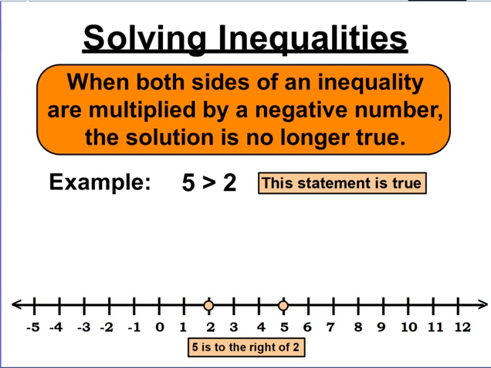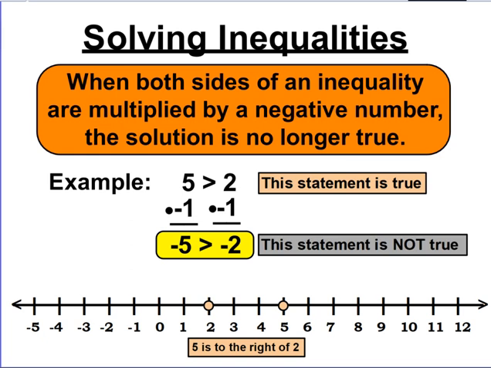But look at what happens when we multiply both sides of this inequality by -1. Remember that we said that you can do the same thing to both sides of an equation, and the equation will stay equal. Well, with an inequality, that happens most of the time, but when you multiply or divide by a negative number, look at what happens. -5 is greater than -2. This statement is not true. -5 is smaller than -2.